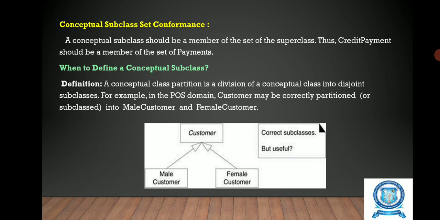When to define a subclass now? At what time is the right time to define a conceptual subclass? A conceptual class partition is a division of a conceptual class into disjoint subclasses. For example, in the point of sale domain, the customer may be correctly partitioned or subclassed into male customer and female customer. You can have a class called customer, and it may have two subclasses, male customer and female customer.